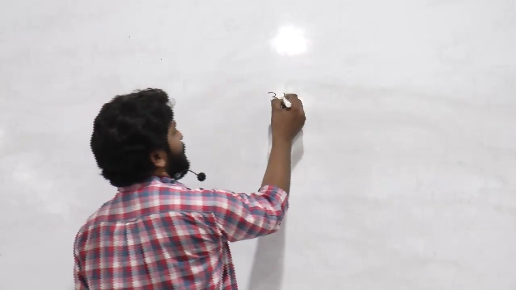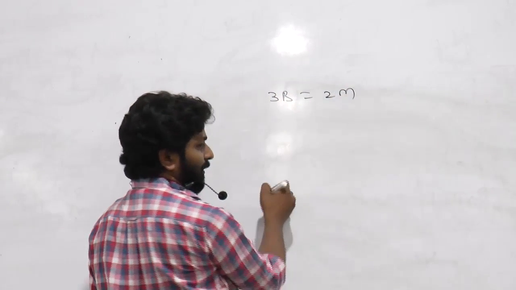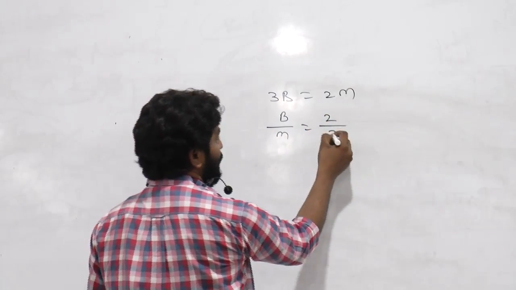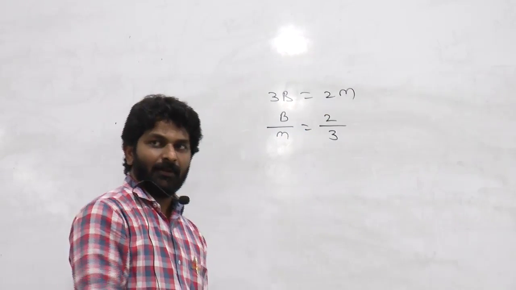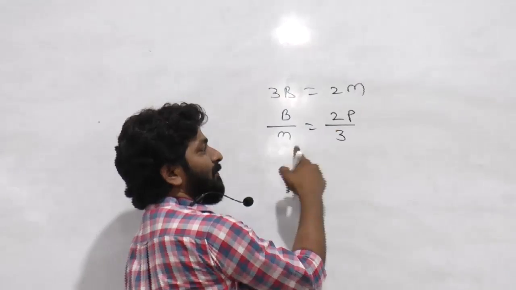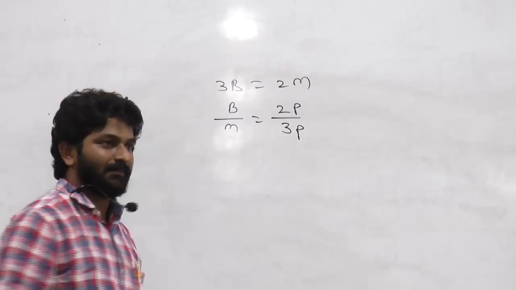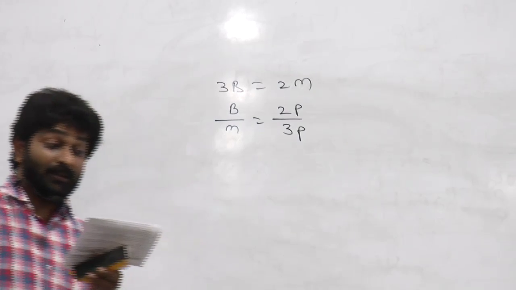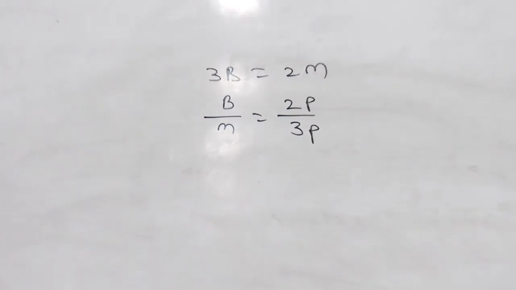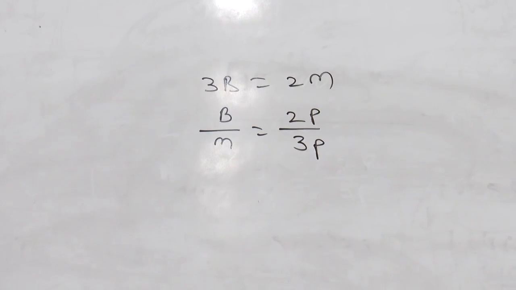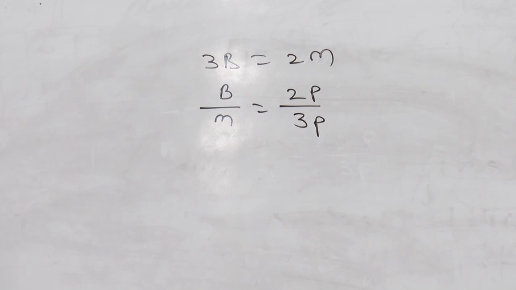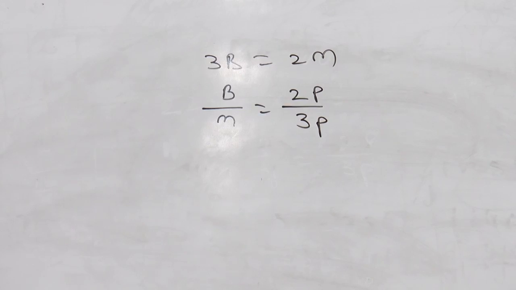So 3 boys work is equal to 2 men work. Boy to men ratio is 2:3. If boy does 2 parts of the work, man does 3 parts. Right? They've agreed to lay 15 kilometers road in 40 weeks. And in 10 weeks, 3 kilometers was completed by 180 men working 8 hours a day.